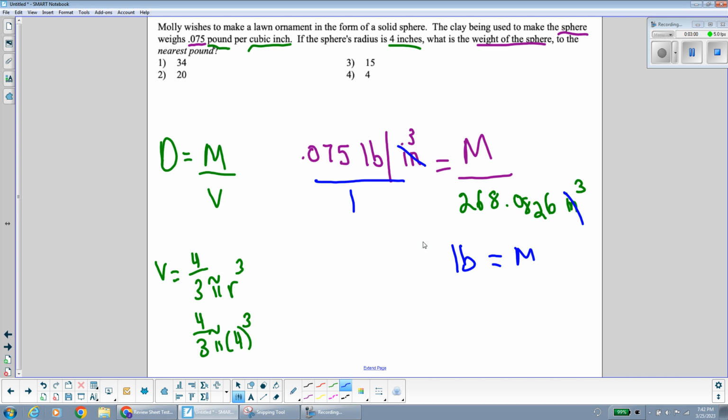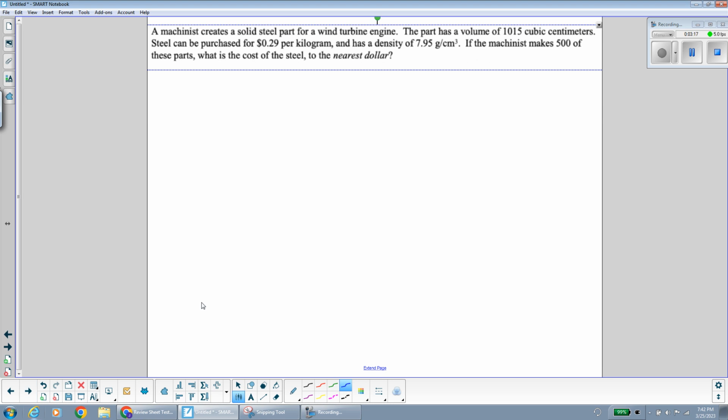On my calculator, I'm going to multiply the volume by 0.075, the density. And it says to round the weight or the mass to the nearest pound. So I got approximately 20 pounds. Please pause the video and read the next question.